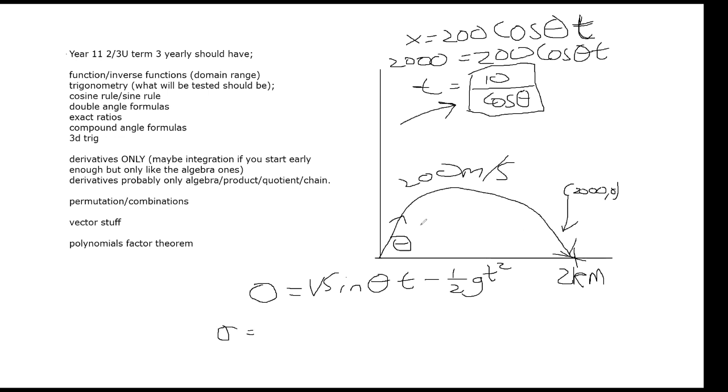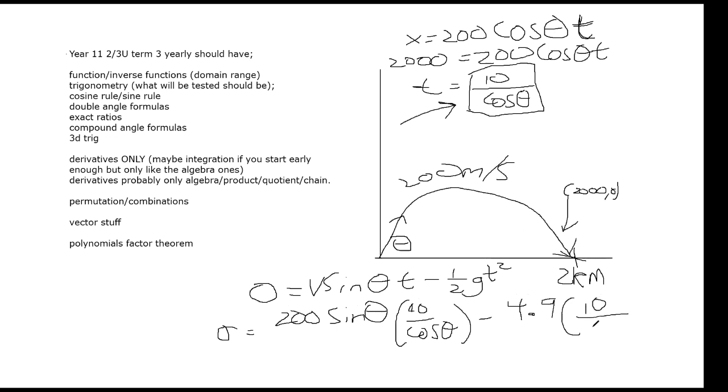So 0 will equal, I know v is 200, so 200 sine theta times 10 divided by cos theta, minus 4.9 times 10 over cos theta squared, right?